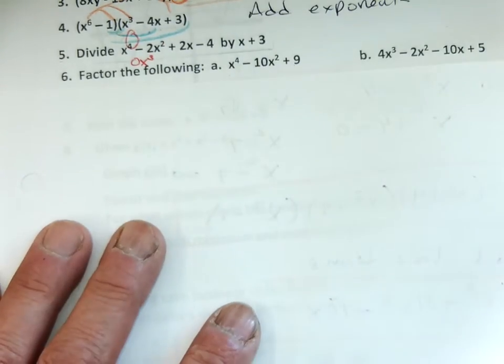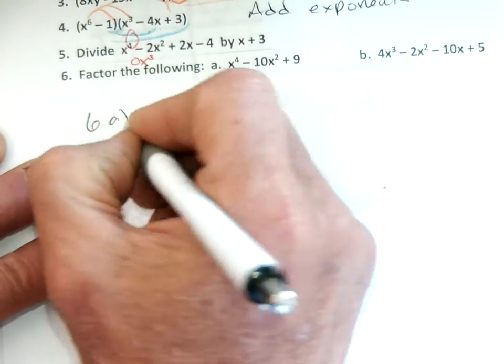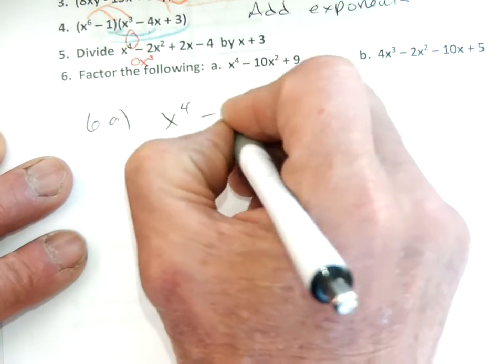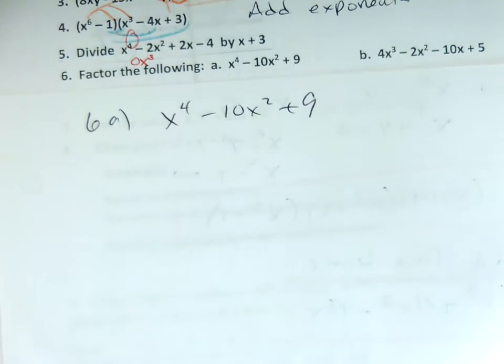Let's do 6. So 6a, we're going to factor, okay? 6a, we're going to factor x to the 4th minus 10x squared plus 9. Okay, well, what do you think?